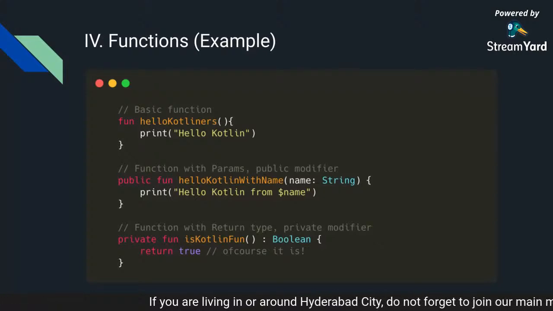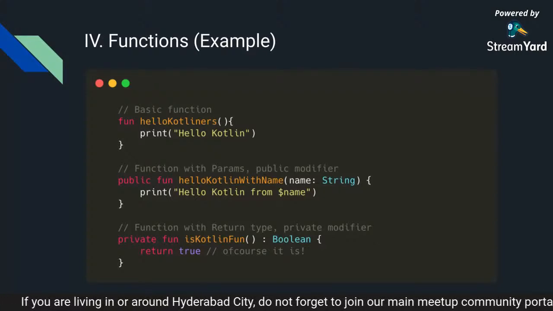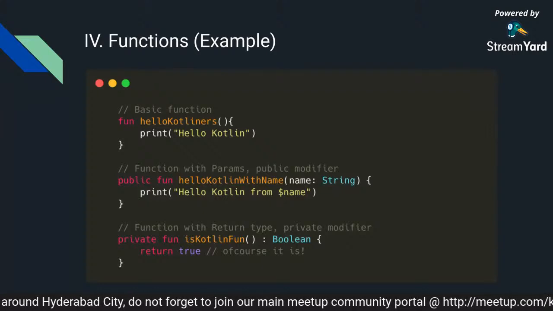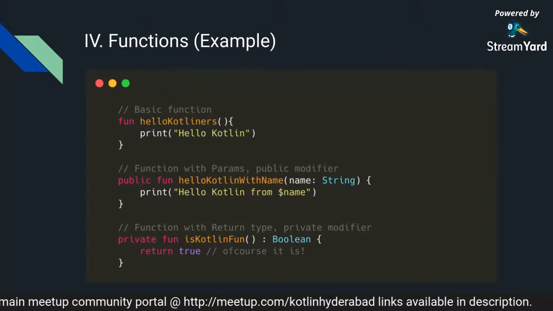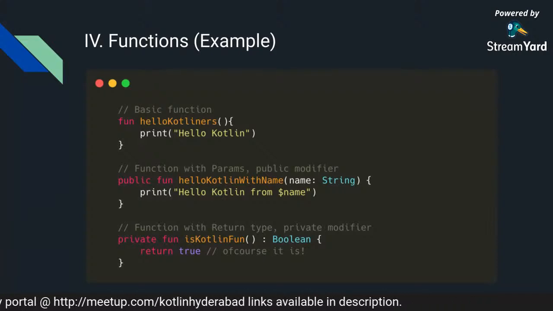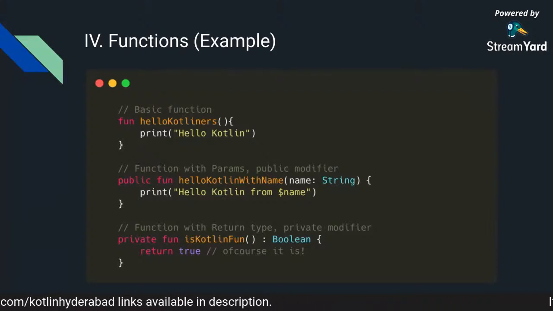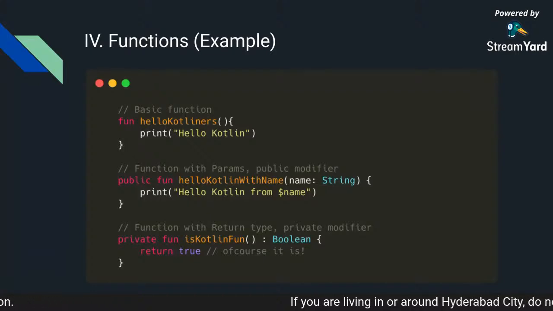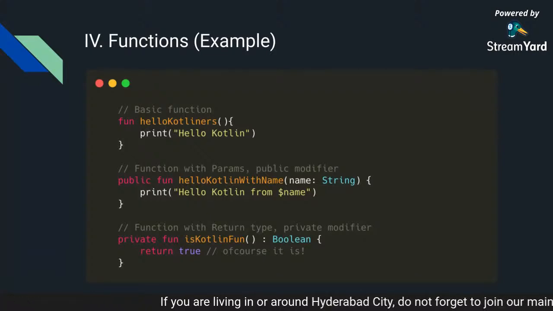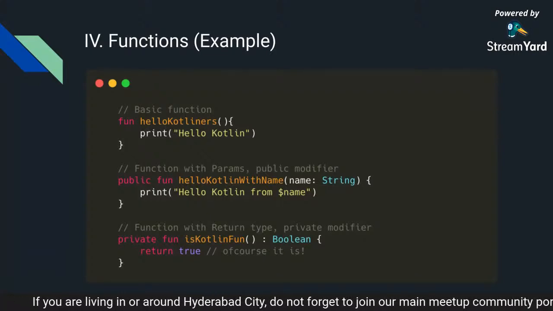In the second example, there are a lot of things happening here. So let's take a look. It says hello Kotlin with name. So what does it do? It is taking a parameter which is name, and that name is of type string, which is defined by that colon and string type, an explicit mention over there. And you have to define this when you are taking parameters.